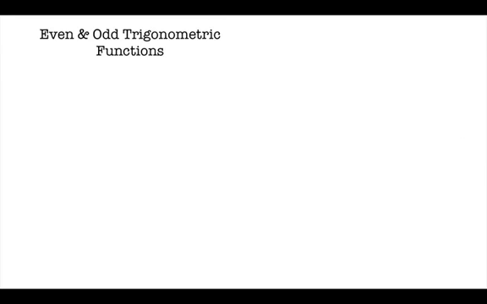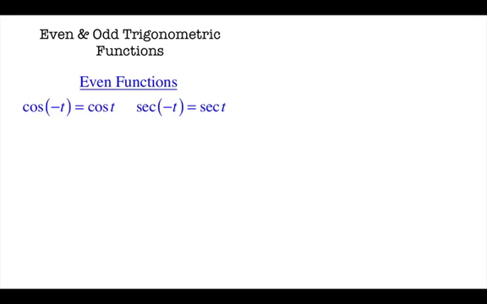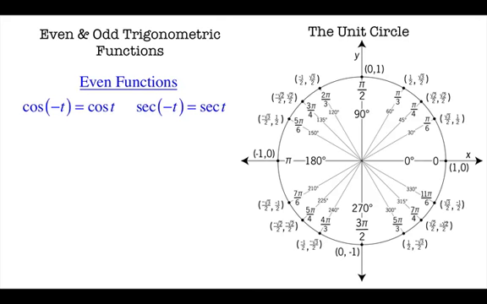I'm going to explain to you even and odd trigonometric functions. Let's begin with even functions. This is going to be a little bit confusing, but if you look at this example, this explanation, it should make sense. We're going to be using the unit circle to better understand what it represents to be an even function.